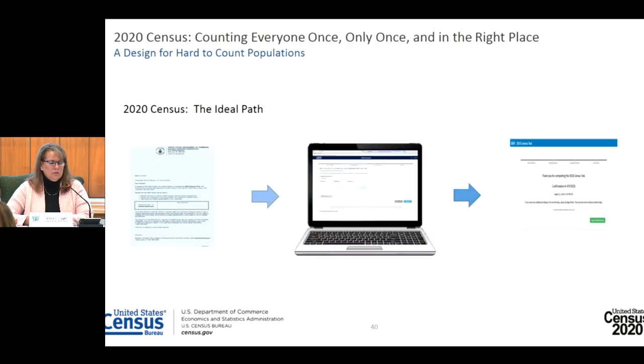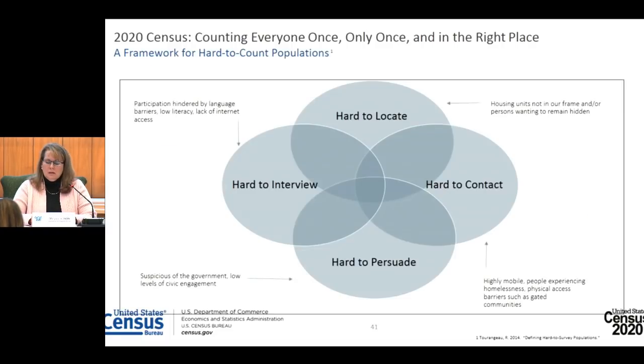With our operational design for the 2020 census, our ideal path for census response involves delivery of an invitation letter containing a unique census identification code, a respondent taking that letter and code, sitting down at a computer or similar device, and completing and submitting their census response. But our world is not ideal for everyone. Each of us may have our own definition, our own perspective, our own passions for certain population groups that are hard to count. So let's frame the conversation around hard to count populations.